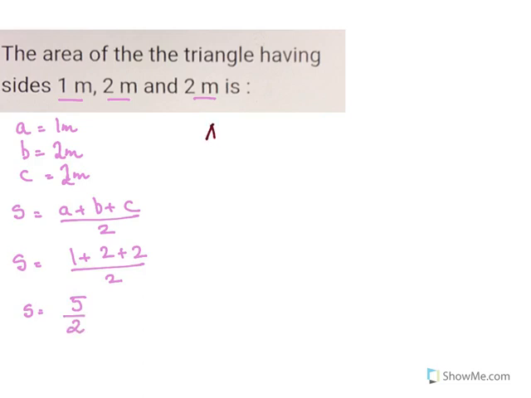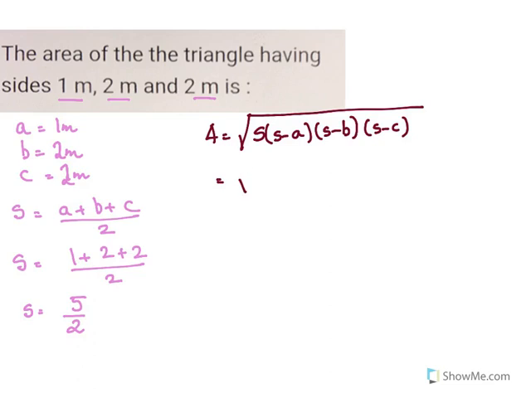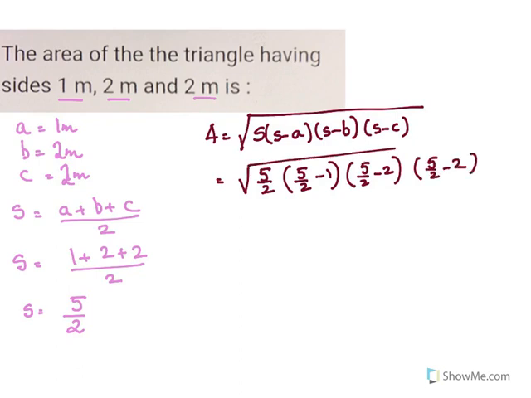In the second step we find area. Formula: under root of S into S minus A, S minus B, S minus C. And we know the S is 5 by 2. S minus A will be 5 by 2 minus 1. S minus B, 5 by 2 minus 2. And S minus C, 5 by 2 minus 2 again. And we go ahead and calculate this.